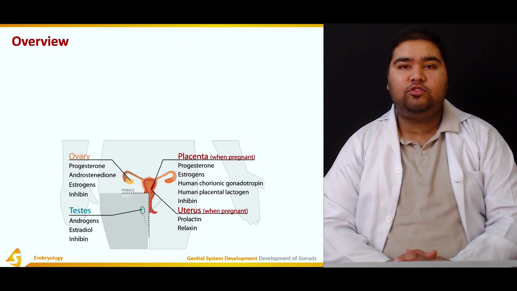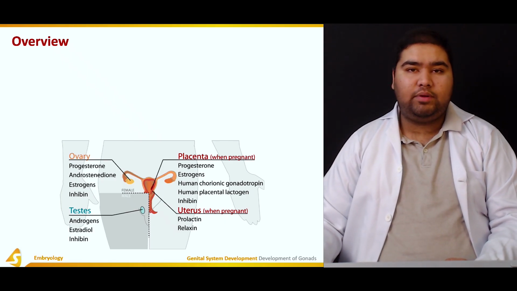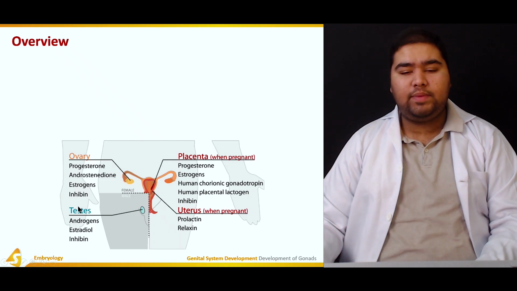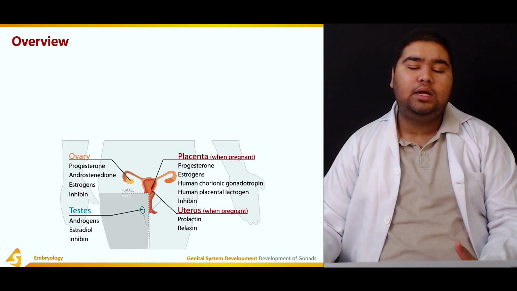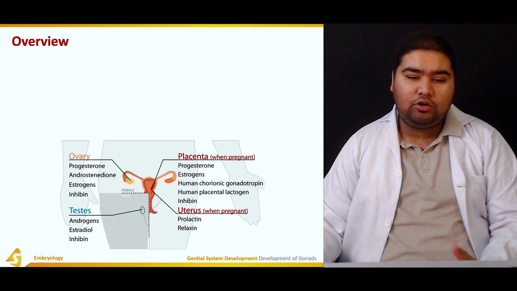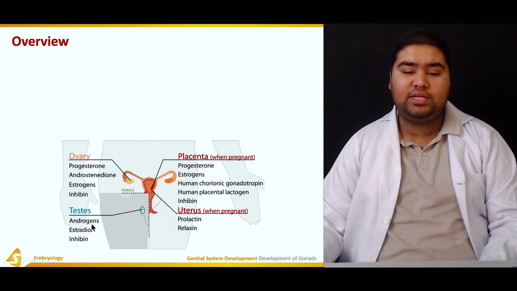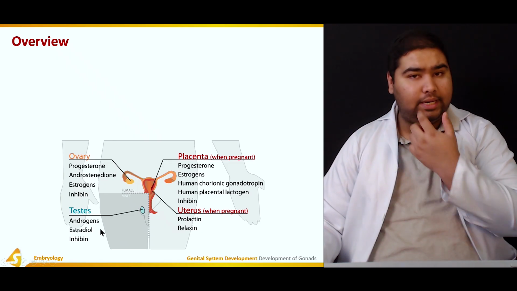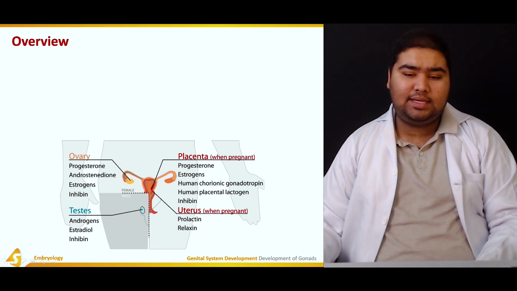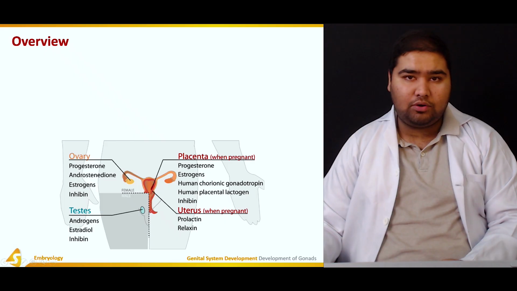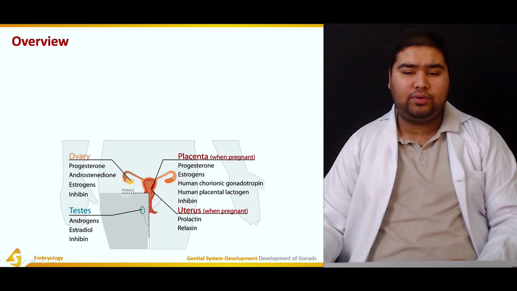First of all, the overview. What are the various components of the male and the female reproductive system? In the male reproductive system we have the testes, in which the adult male sexual cells are formed. Then we have various hormones. These are the androgen, the estradiol, and the inhibin that are responsible for the development of the secondary sexual characteristics. A hormone that is missing is testosterone. The testosterone also helps in the development of secondary sexual characters.